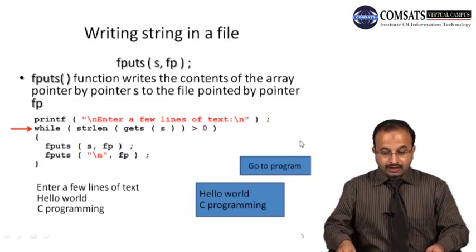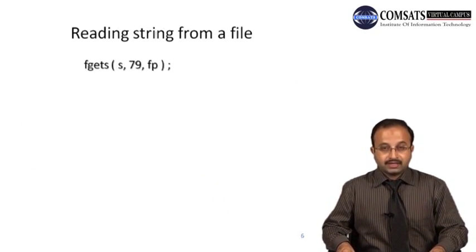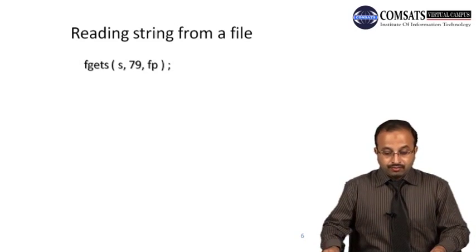Now let's see reading a string, how we can read a string from a file. For reading a string we have the fgets function. Now it reads the string from fp, how many bytes? 79 bytes, and where to save? Here, at this memory address it will save. So from where to read? The fgets function reads a string from fp whose maximum size is 79 bytes, and it will write at this memory address, that is the address of an array.